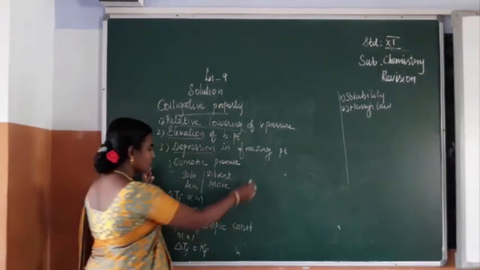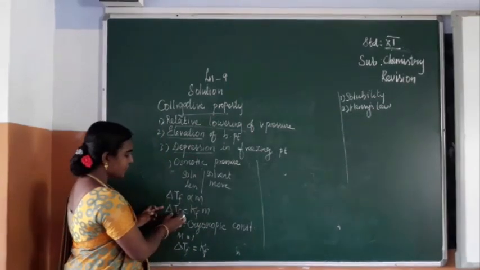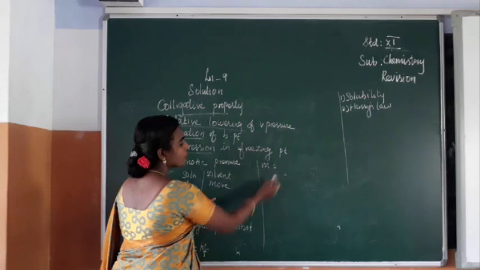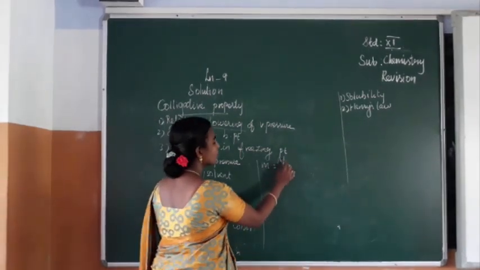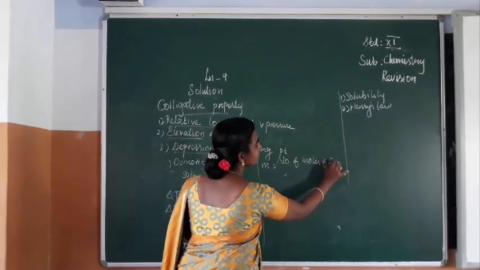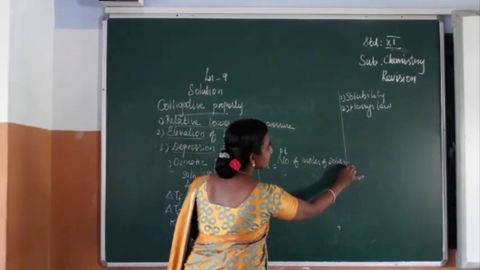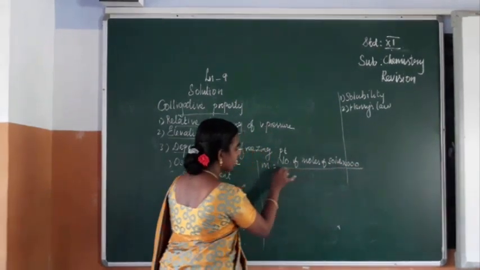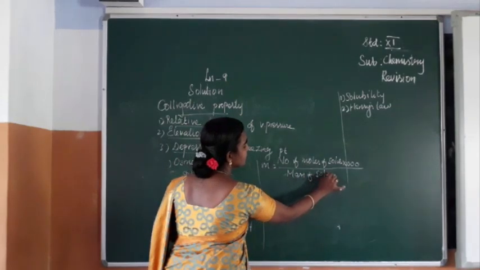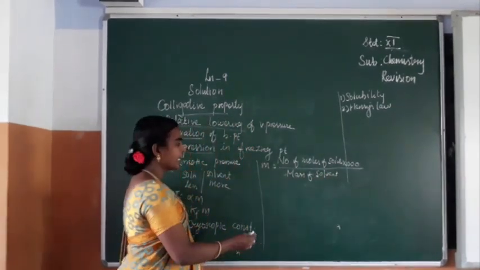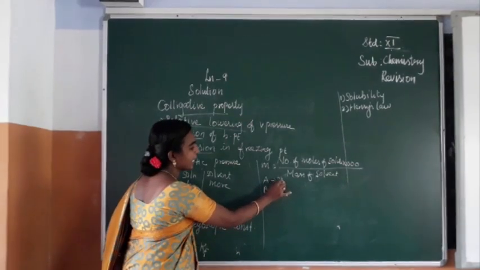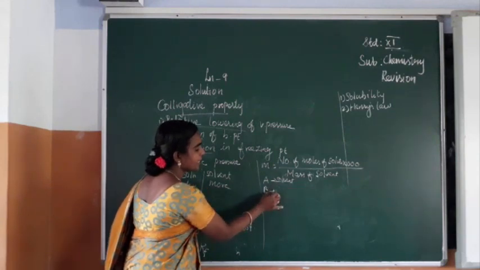But the best use of this depression in freezing point is that we can calculate the molar mass of the solute. So take it like this. Delta Tf is equal to Kf into m. So we have to find out this m value. So m is equal to number of moles of solute into 1000 divided by mass of solvent. You can take A as solvent, B as solute. A represents solvent and B represents solute.